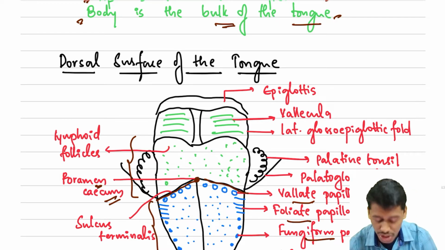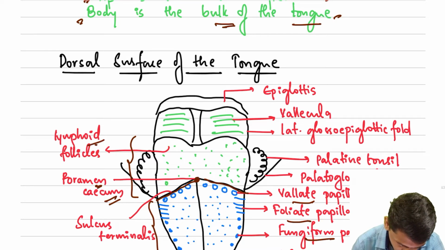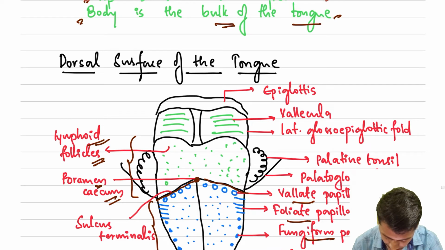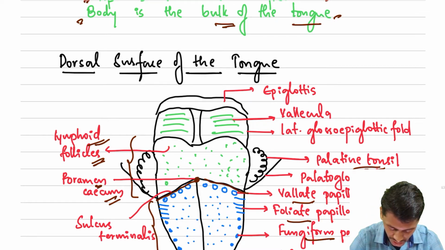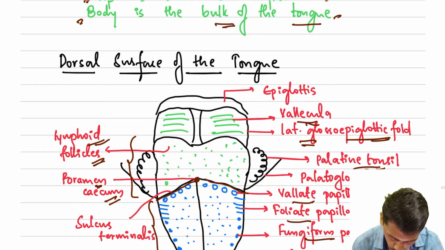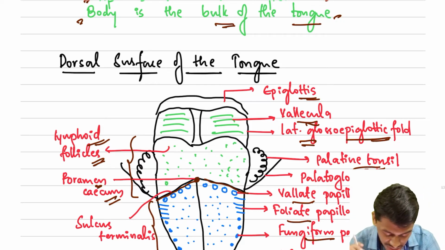So what do we have in the posterior one-third? That is the pharyngeal part of the tongue. We can see some lymphoid follicles on the posterior one-third, and lateral to it we can see the palatine tonsils, and in front of the palatine tonsils we have the anterior pillar formed by the palatoglossus muscle, also called the palatoglossal fold. Going posterior to the posterior one-third, we can see the lateral glossoepiglottic folds, the vallecula, as well as the epiglottis. So this completely forms the dorsal surface of the tongue.